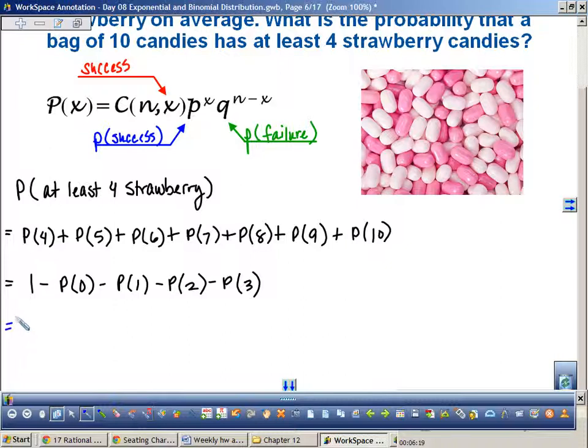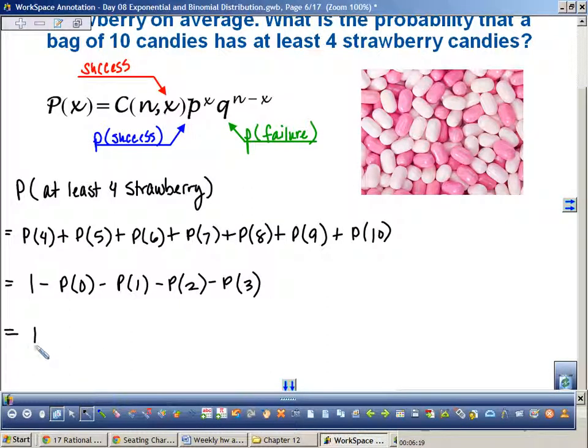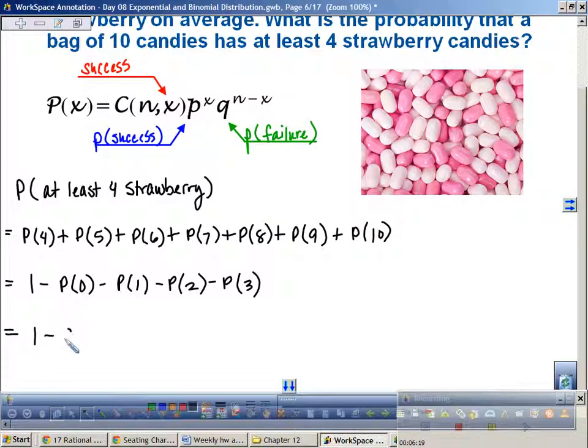Okay, so let's get to work. I wanted it to be in black. Okay, so I would say 1 minus probability of 0 would be C, 10 choose 0, 0.65 to the 0. Remember on the binomial theorem, if we had 5 factorial, 3 factorial, what would this be? 2 factorial. It's the same thing.